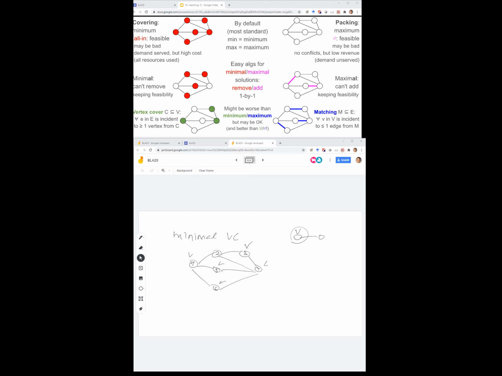Can I remove something else? I don't know. How about I remove vertex 5 from the vertex cover? Looks like all edges are still covered, right? There are two edges incident to vertex 5. This one and this one. And both of them are covered by their other ends. So yeah, it was safe to remove vertex 5 from the vertex cover. So we still have a vertex cover. Any other vertex that we can remove?